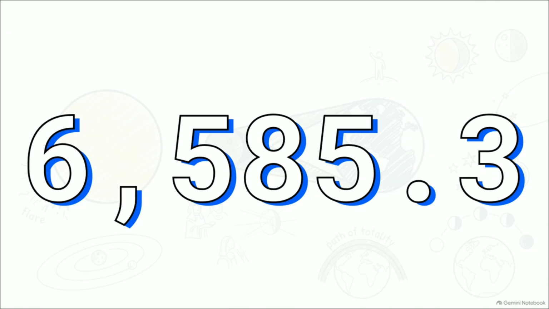6,585.3. That specific number of days, which works out to just a little over 18 years, is known as a Saros cycle. Because the orbits of the Earth and the Moon follow this repeating harmonic pattern, eclipses actually repeat themselves on this exact cycle. Every 6,585.3 days, the celestial geometry completely resets, giving us a nearly identical solar or lunar eclipse. It's just this brilliant, flawless piece of cosmic clockwork.